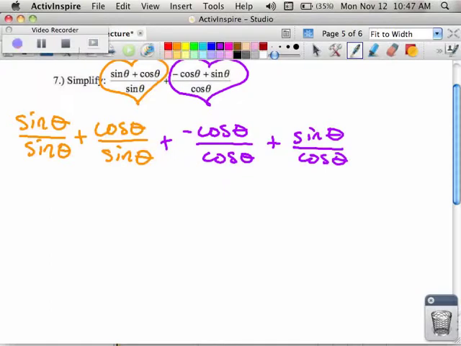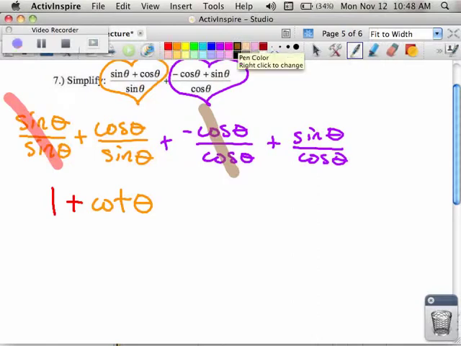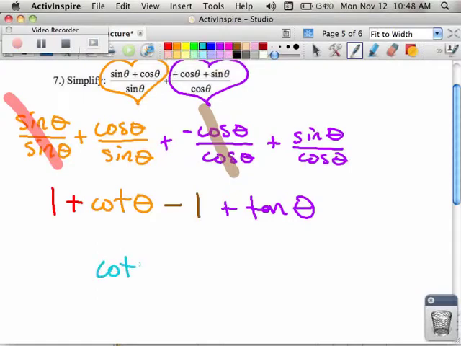Talk to me about this fraction. It's a one. That's nice. So I have one plus, and then in the orange, cosine over sine is called cotangent. And then the second thing I notice is I see this stuff, -1, which is -1. Good observation. And then the last one in the purple is the same as tangent theta. And then at the end, what you should notice is that the ones cancel out and you just get cotangent theta plus the tangent of theta.